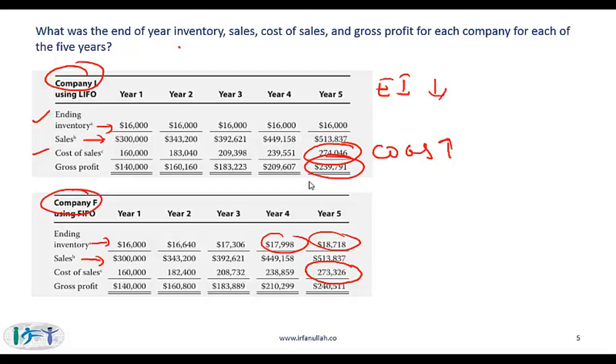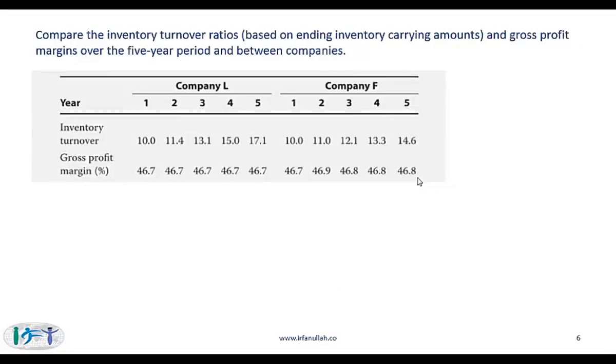What about gross profit? Since the gross profit number is given by sales minus cost of goods sold, if the sales numbers are the same and COGS is higher for LIFO, then the gross profit is going to be lower for the LIFO firm. So at this stage, make sure you understand the concept, and then you can go back, do the working, and understand the mechanics.